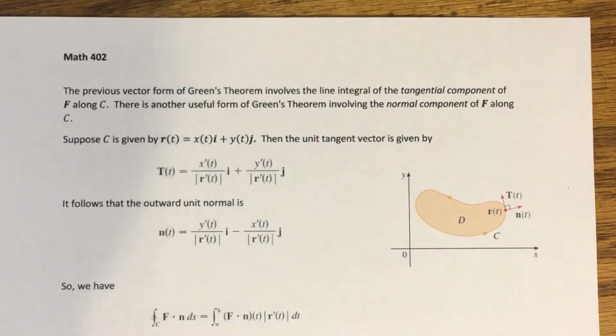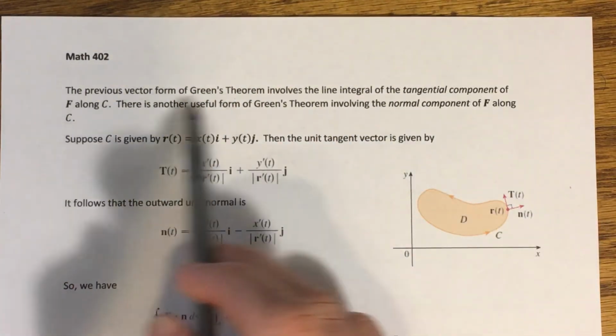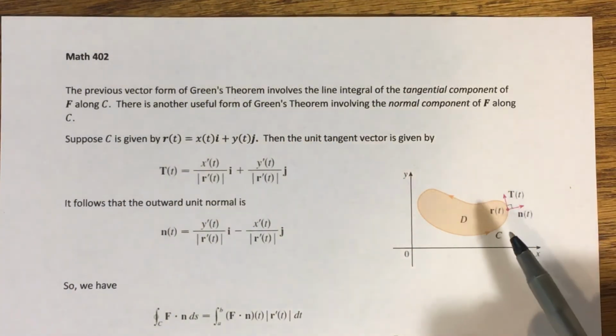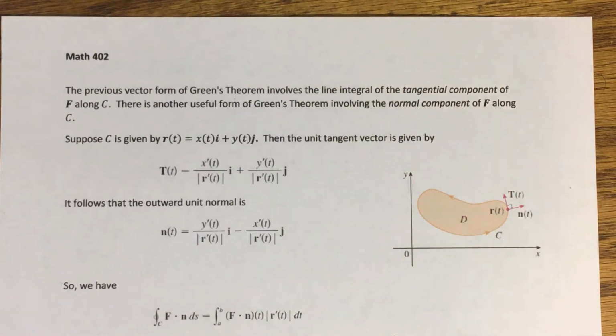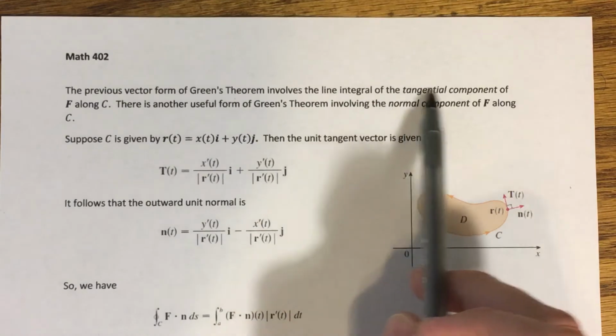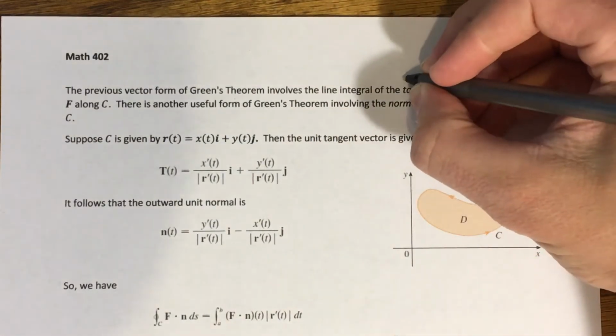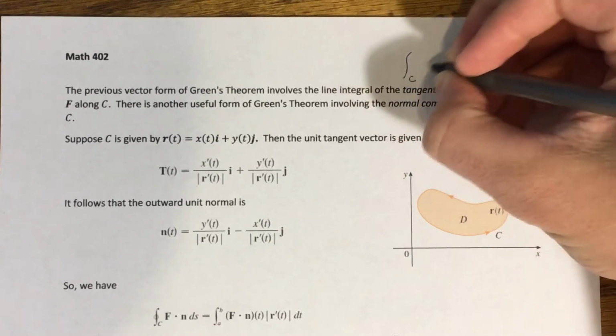Okay, so to wrap up 16.5, we want to look at one other vector form for Green's theorem. Like we said at the end of the last video, the way we've been dealing with line integrals up until this point, the way that we derived them in vector form, we're looking at line integrals of the tangential component of F along C. So basically what that means is we've been looking at line integrals of this form.